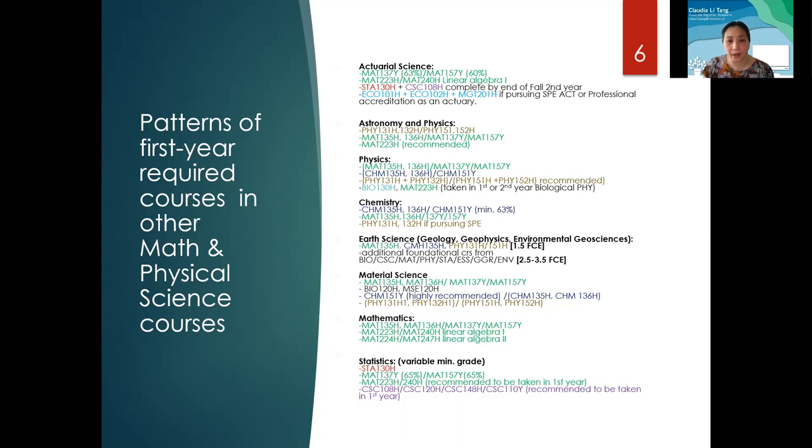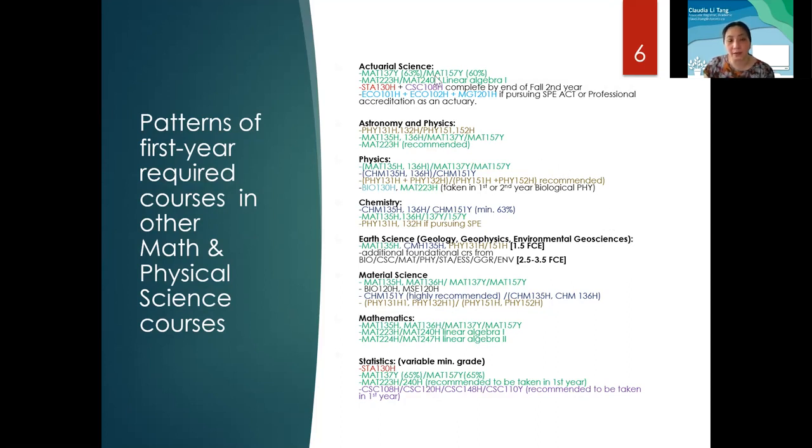So when you look at the pattern here, most of these math and physical science programs, the common denominator is the math. So they would require a variation of either Math 137, 157, or a combination of 135, 136. When you see the slash, it means that you have a choice. So how do you decide which course to take? That's a really good question.